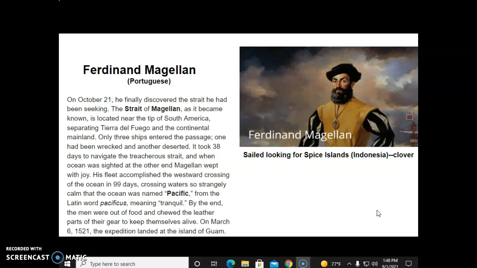But once he got through this treacherous strait, he got to this calm water, and the Latin word Pacificus, meaning tranquil, is how the Pacific Ocean got its name. So he gets credited with naming the Pacific Ocean. Again, from October to March is when they sailed.